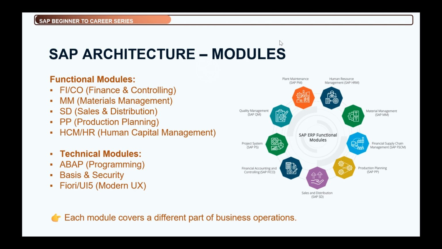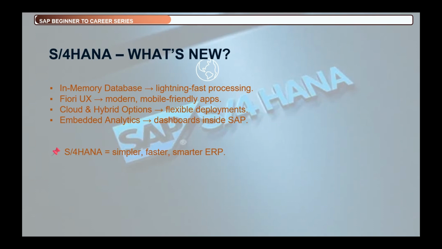So what I wanted to mention here is that each module covers a different part of business operation. Functional modules directly connect with business functional activities, and technical modules overall support those functional modules and overall SAP performance. Let's have a quick look at what the new things with S4HANA are.